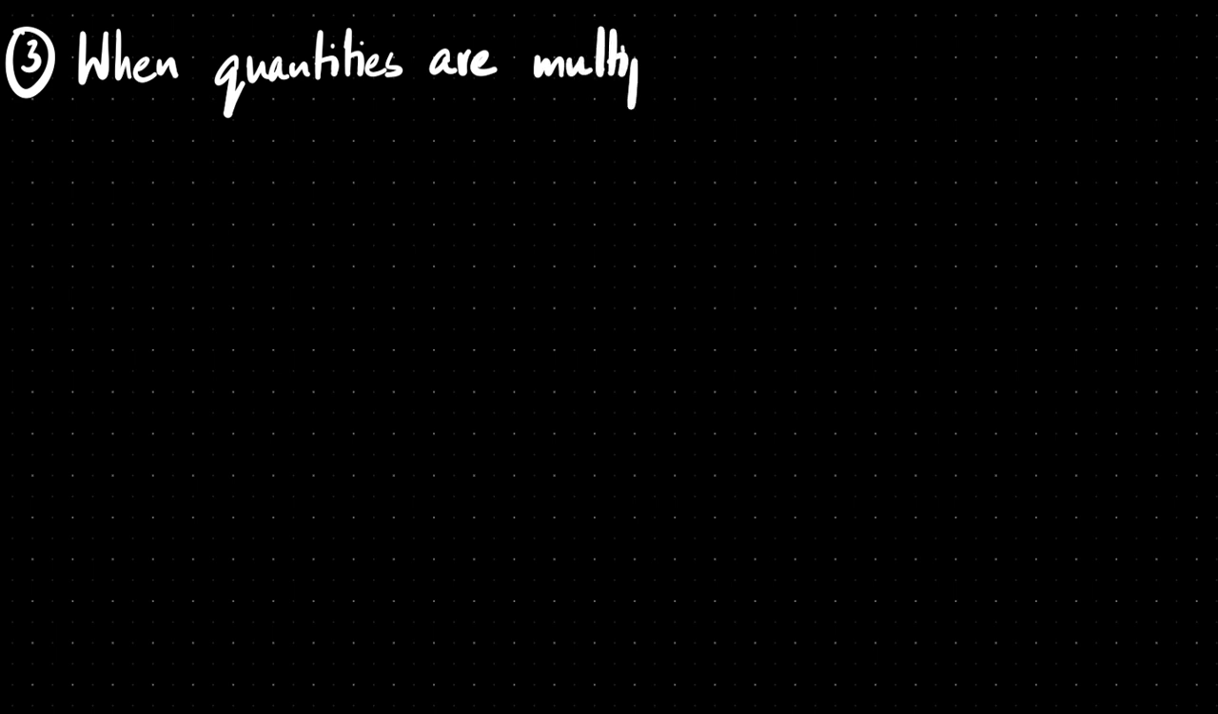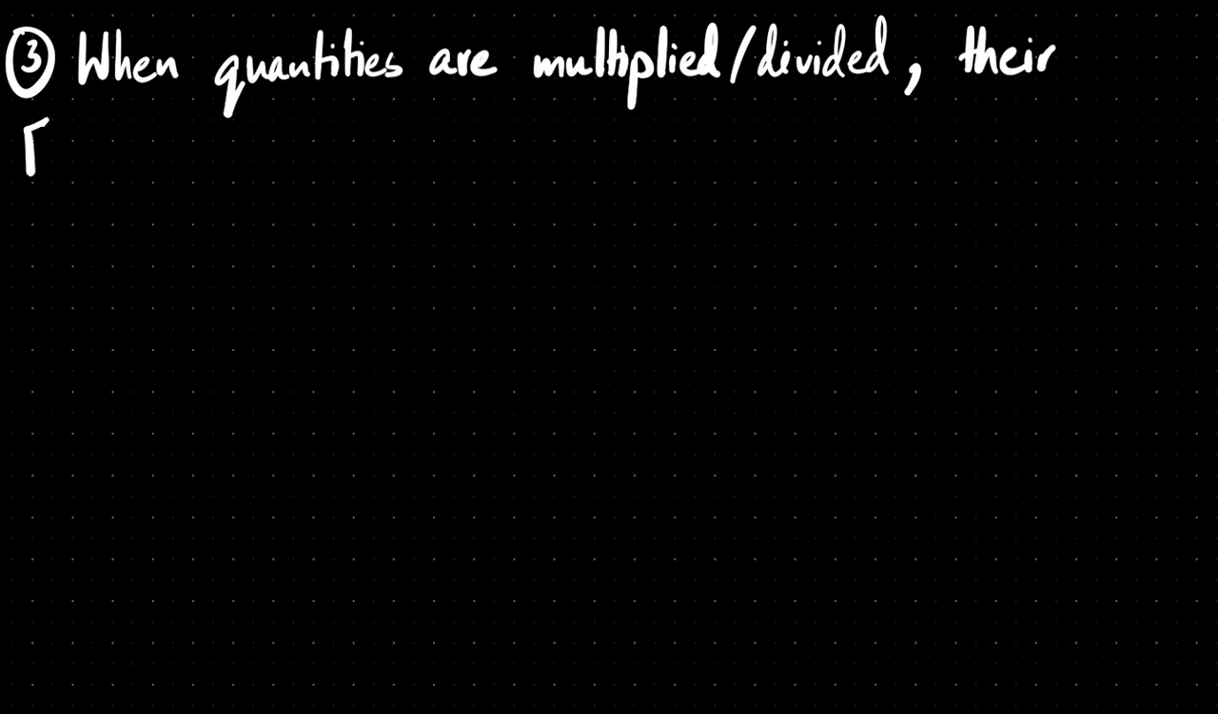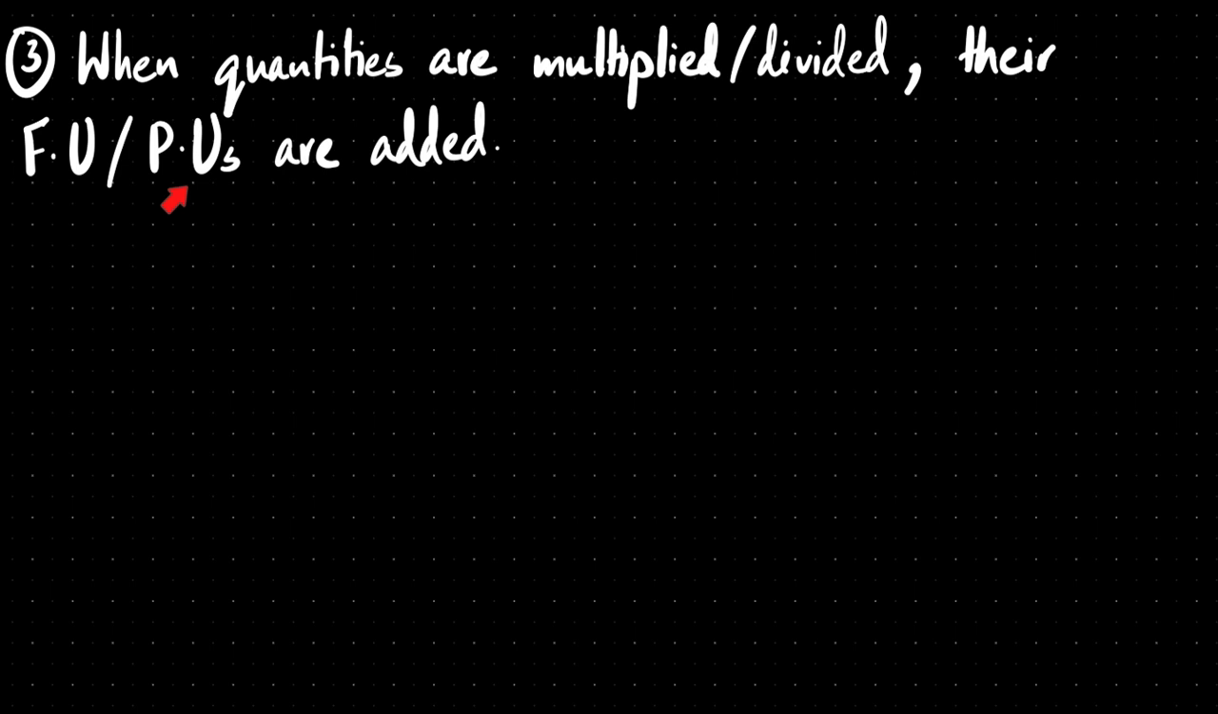So the third rule for uncertainties is this, that when quantities are multiplied or divided. So again, we know both of these basically mean the same thing. So when quantities are either multiplied or divided, their fractional, and by the same principle, their percentage uncertainties are added. So when quantities were being added and subtracted, in that case the absolute uncertainties were added. When quantities are being multiplied or divided, their fractional or the percentage uncertainties are added.